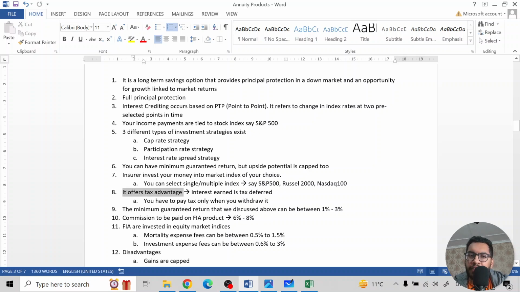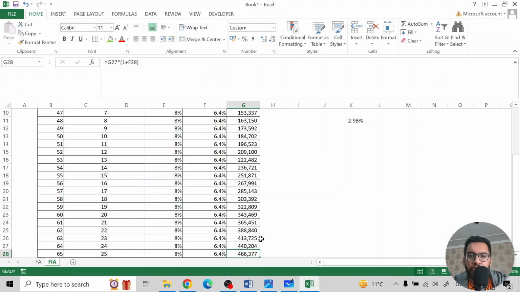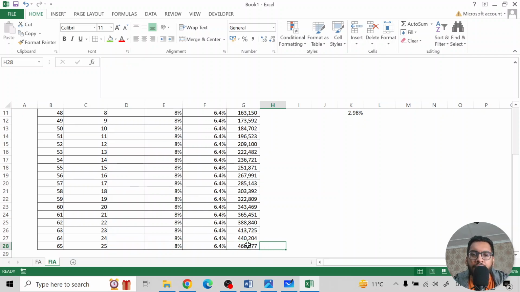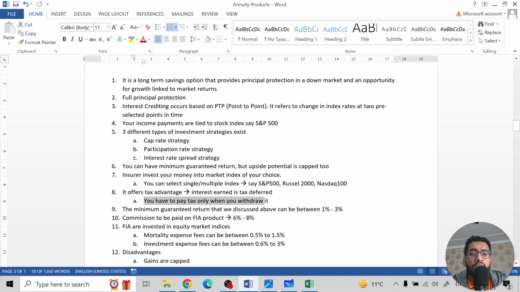Again, it offers tax advantages. The interest earned is tax deferred. You have to pay tax only when you withdraw it. So during the time of accumulation, no taxes will be charged, but it will be charged when you start withdrawing it. Same concept as fixed annuity: you can get this amount as a lump sum, you can get this amount in the form of an annuity for the remaining lifetime, or in any way that you want. Okay. Next one, the minimum guarantee we discussed above.